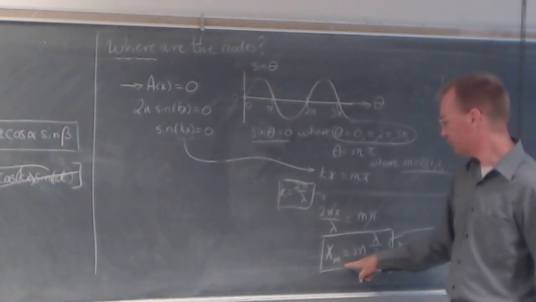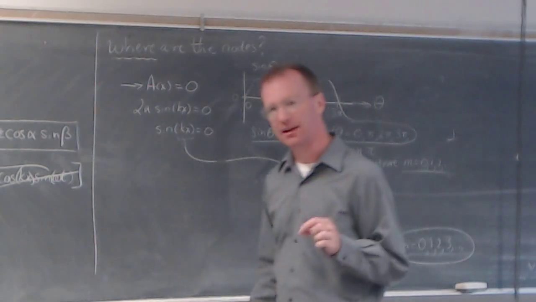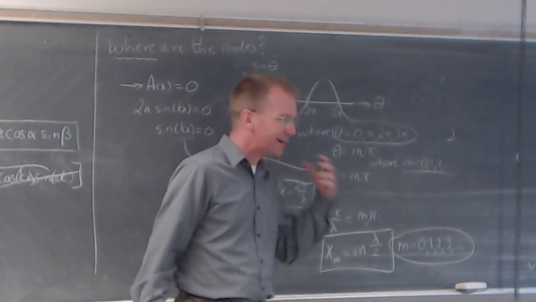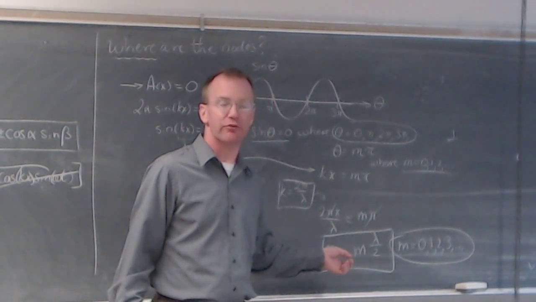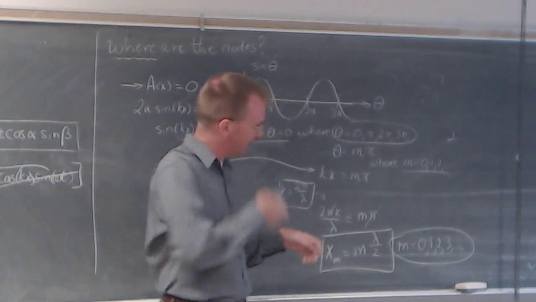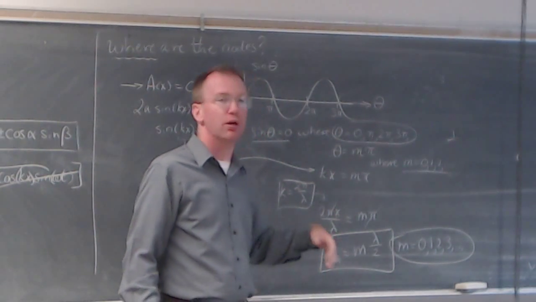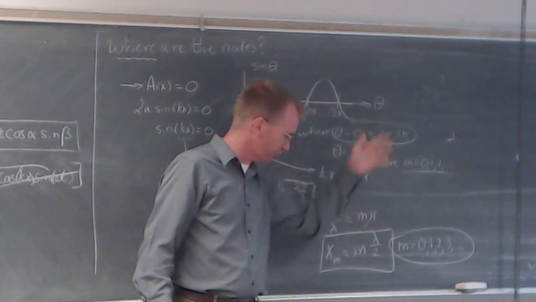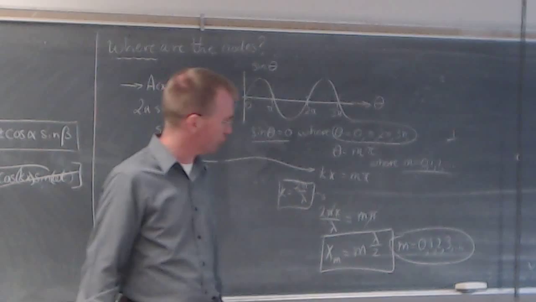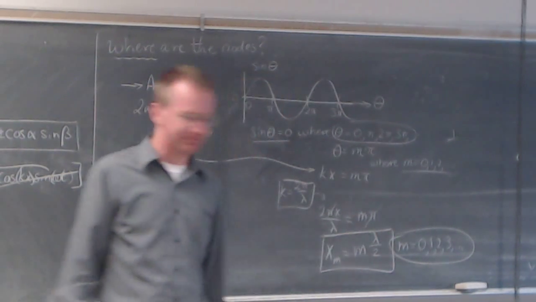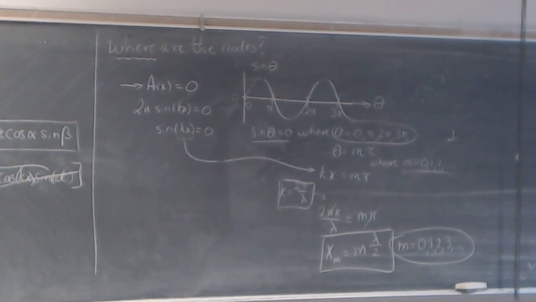Now I've labeled this x subscript m, x sub m, because there are different values of x discretely changing, sharp changes, not a smooth change. So this is marking the individual nodes there with m, where m is 0, 1, 2, 3, and positive integers, or we could say non-negative integers. M times lambda over 2.